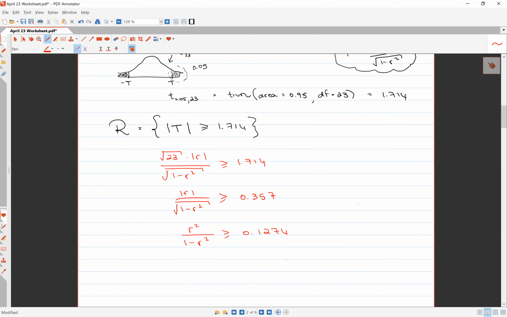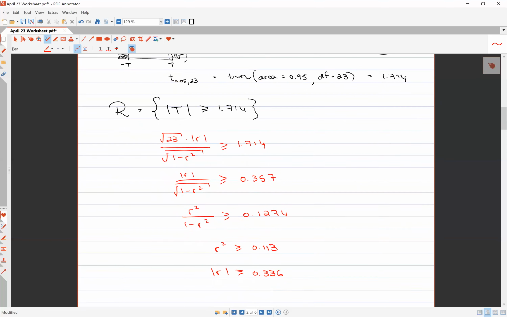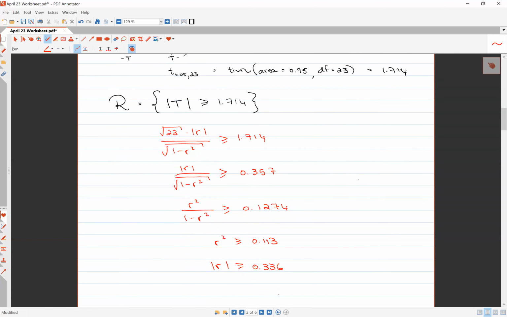So this is an easy enough equation to solve. I'm not going to walk through those steps. Make sure you're comfortable doing that. But you can solve here and find r squared has to be at least 0.113. Which means if we take the square root again, go back to absolute value, if you calculate a correlation coefficient and in absolute value it's greater than or equal to 0.336, this would be an equivalent rejection region.